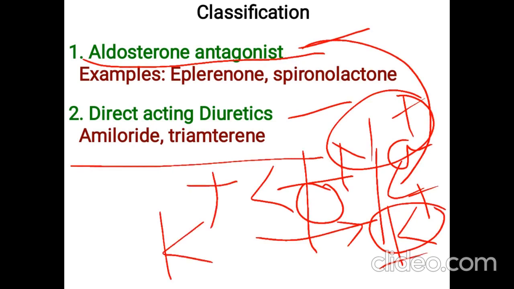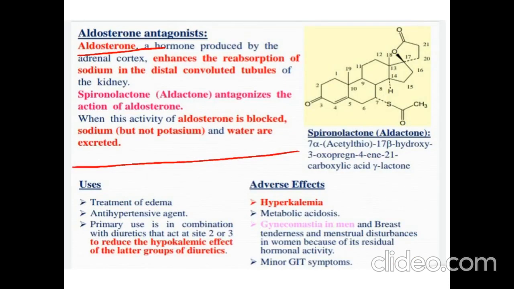Hence, the potassium ions will remain as they are in the blood. Hence, these diuretics are also called potassium sparing diuretics, because if we are giving these diuretics, the potassium ion concentration in the blood increases. So they are called potassium sparing diuretics. Uses: edema, and they are used as antihypertensive agents. Hyperkalemia, as we have discussed: potassium ions remain in the blood, so the concentration of potassium ion in the blood increases.